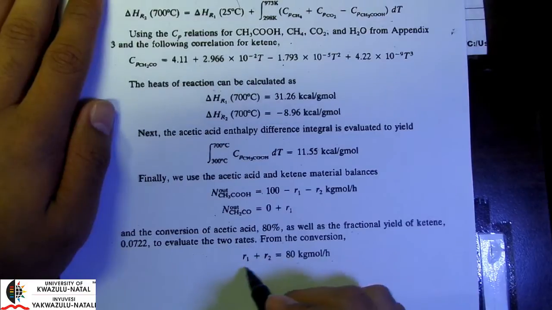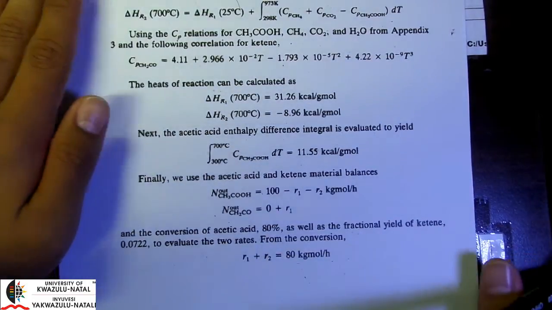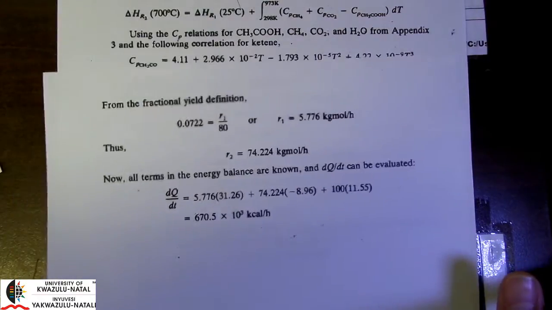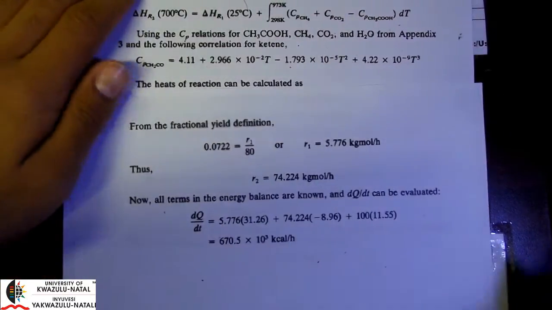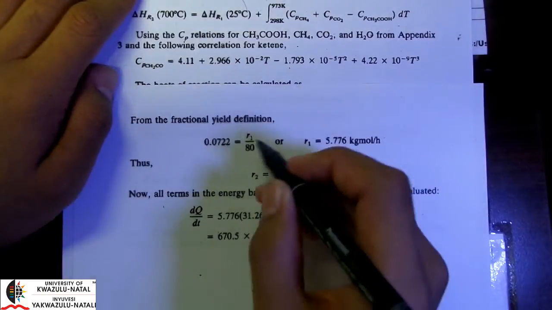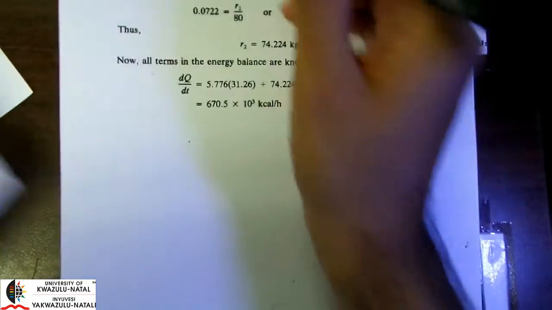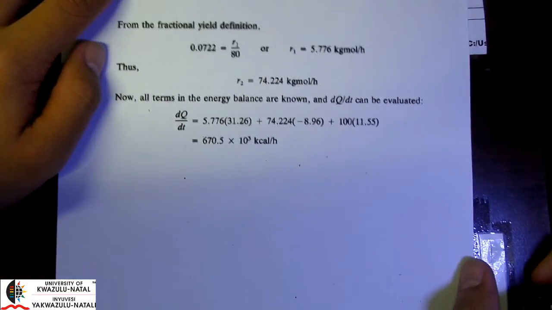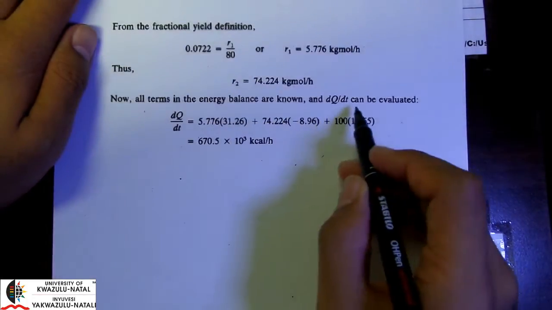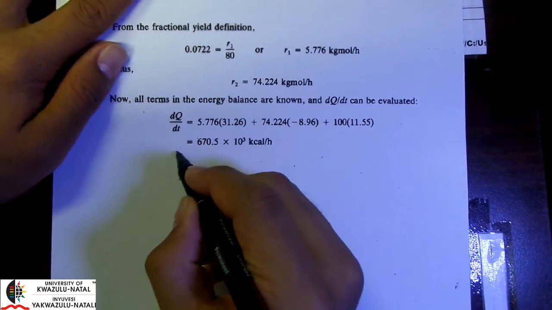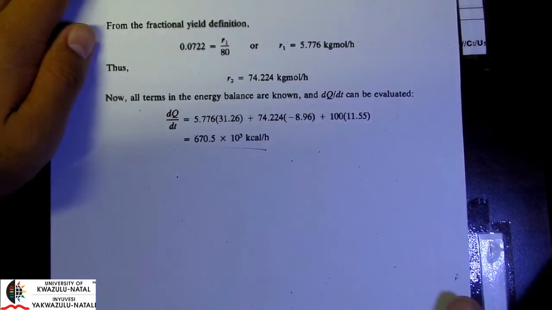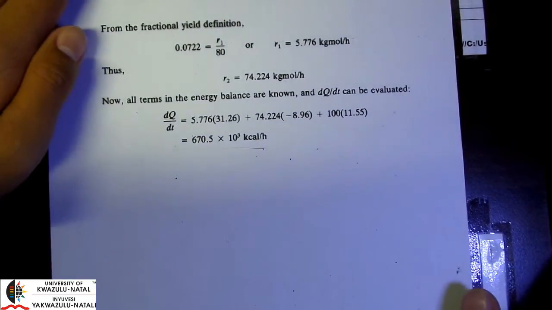So I end up with one equation of R1 plus R2 being 80. And I can use my fractional yield, of course. Sorry, and that was at maximum conditions. So I can obtain R1 and ultimately R2. And once I've done that, I can easily evaluate for my heat rate. And that's the problem solved.